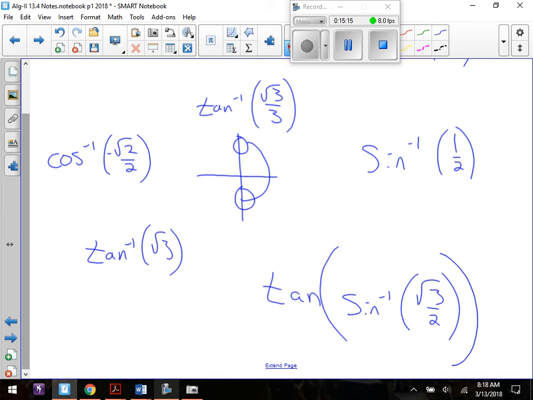Sine of 1/2. What angle has a sine of 1/2? Yeah, 30. Yeah.